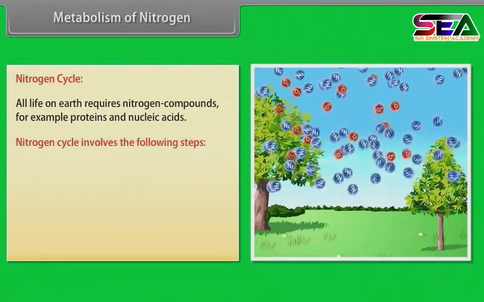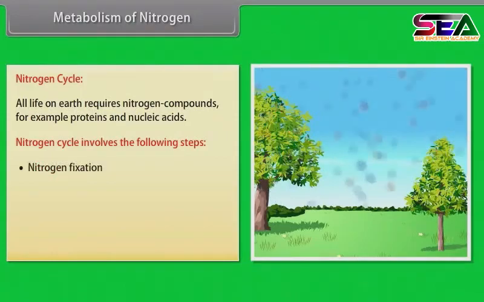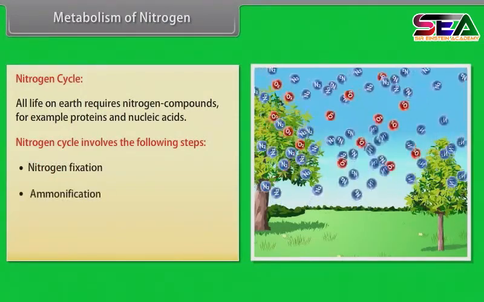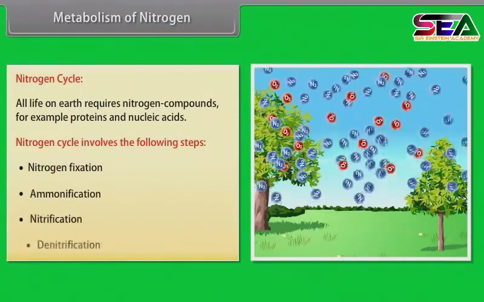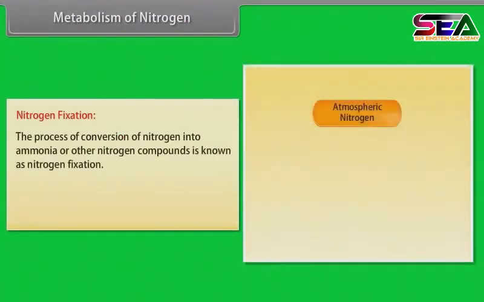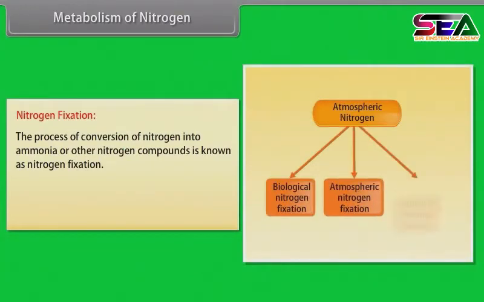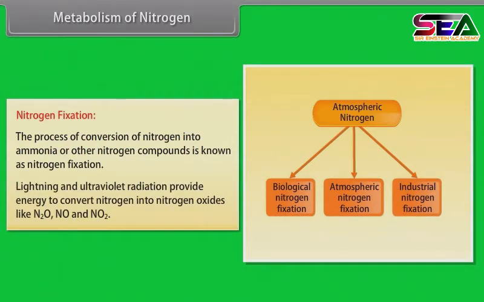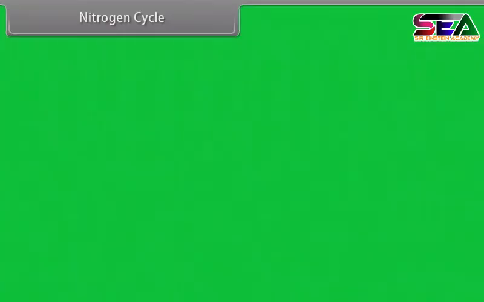The nitrogen cycle involves the following steps: nitrogen fixation, ammonification, nitrification, denitrification. Nitrogen fixation. The process of conversion of nitrogen into ammonia or other nitrogen compounds is known as nitrogen fixation. Lightning and ultraviolet radiation provide energy to convert nitrogen into nitrogen oxides like N2O, NO, and NO2.